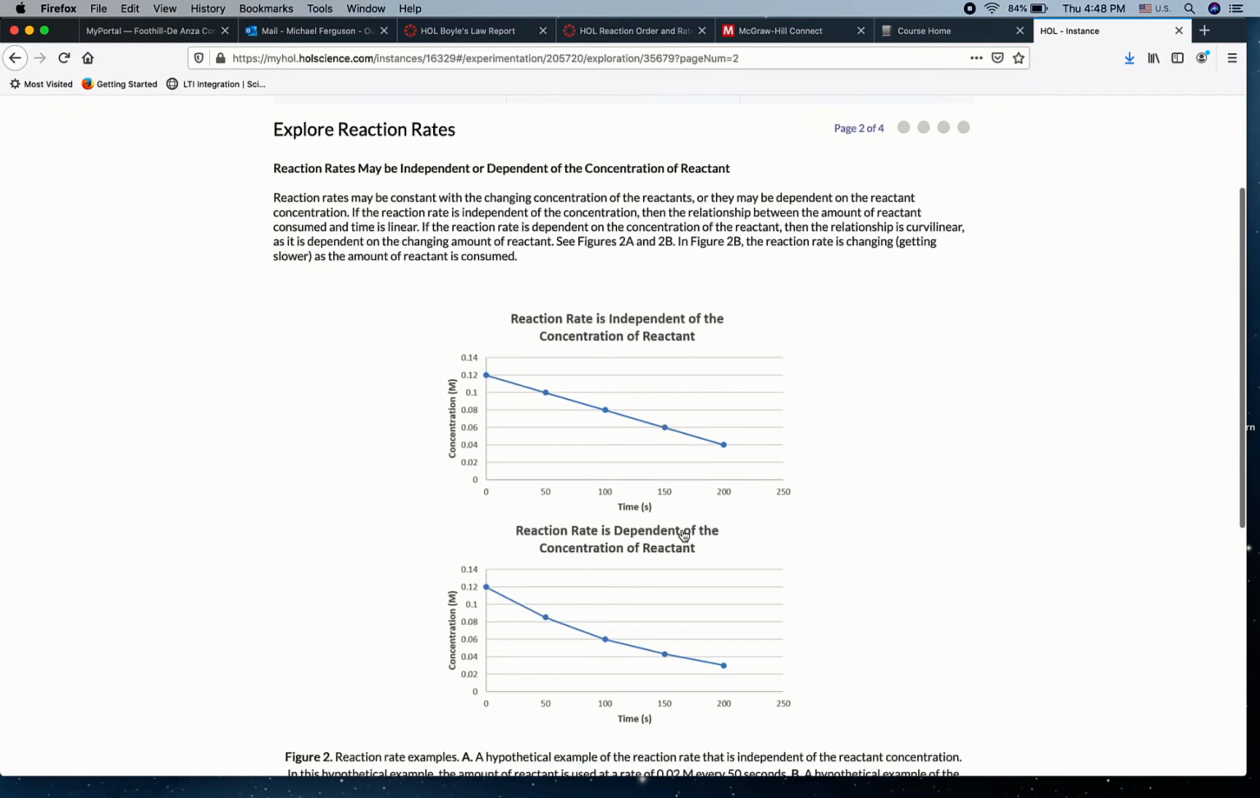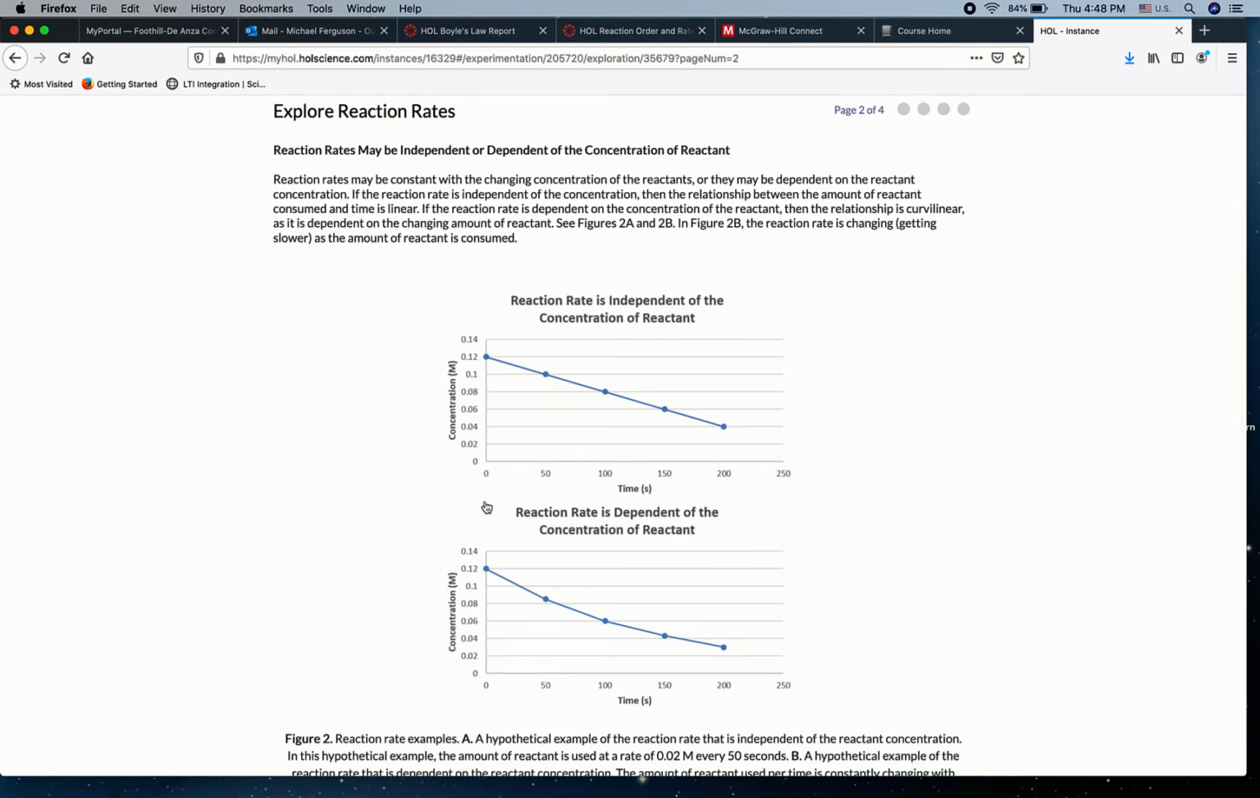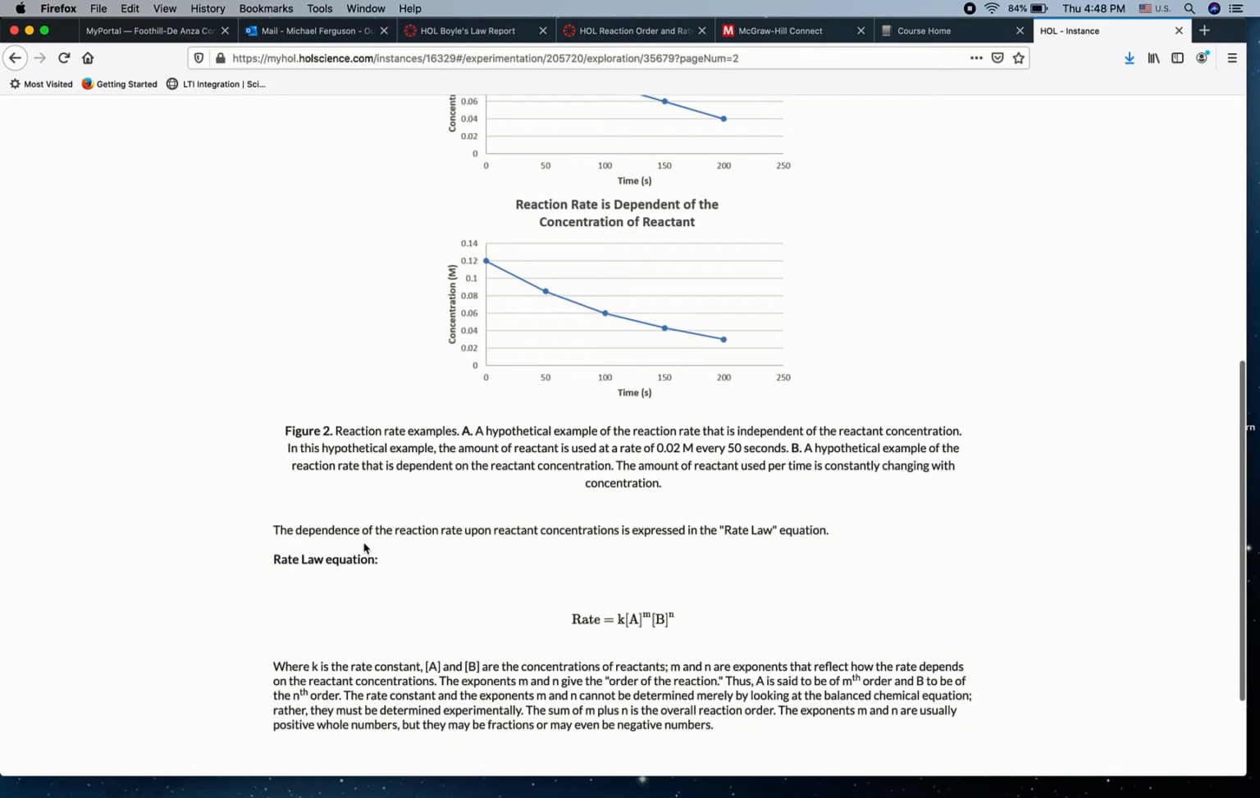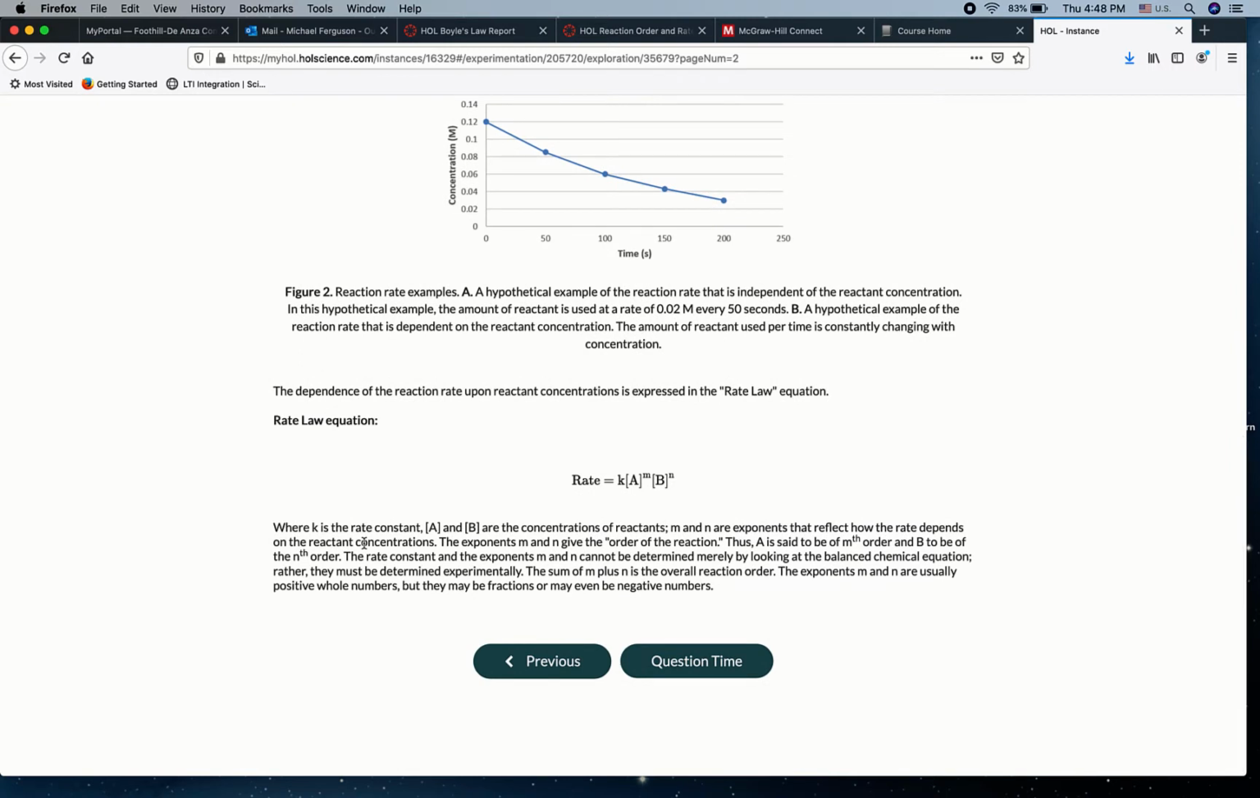So explore reaction rates, and hopefully this is a bit of a review. The reaction rate is independent of concentration. This is also known as zero order, and this can be other orders. With time, it doesn't matter what concentration you have of that reactant. The reaction rate just kind of goes. And we're having two things: hydrochloric acid and sodium thiosulfate.